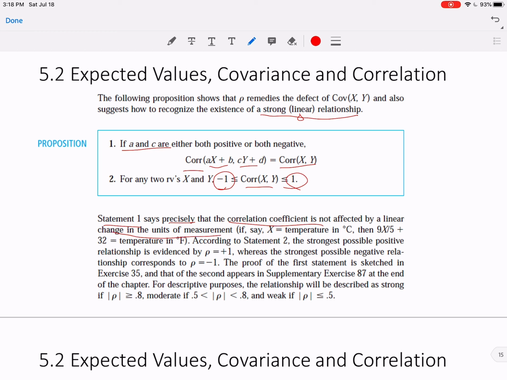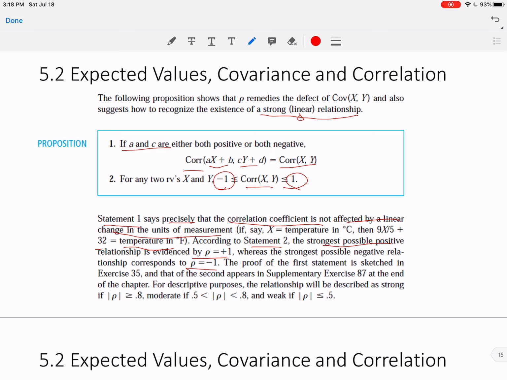a measurement. So if, say, x is the temperature in Celsius, then 9x over 5 plus 32 is the temperature in Fahrenheit. But that wouldn't change anything, right? This is just different units. According to statement 2, the strongest possible positive relationship is described by rho equal to +1, whereas the strongest negative relationship corresponds to rho equal to -1.